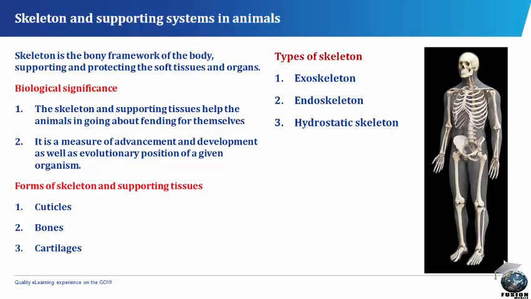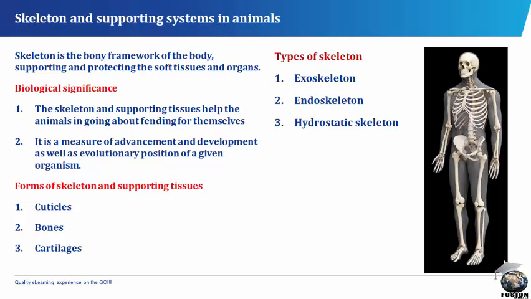For the endoskeleton, this means the internal skeletal tissues made up of bones and cartilages joined together by ligaments and tendons. Animals with backbones are referred to as vertebrates. Examples are man, dog, cats, lions, monkeys, etc.